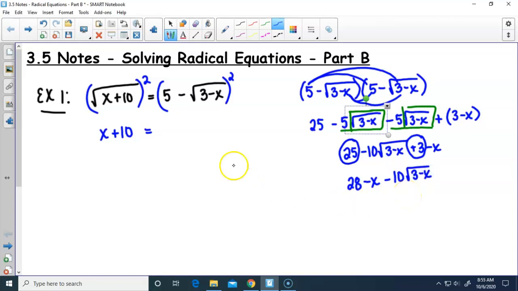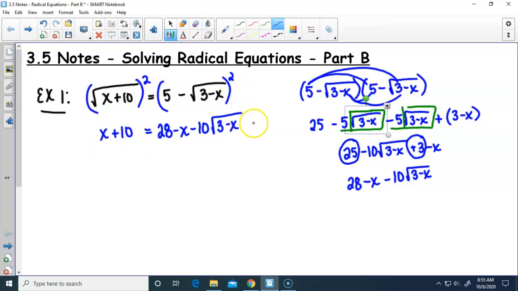So you've got to do all of that work just to square this right-hand side. So we've got that 28 minus x minus 10 square root of 3 minus x. So that's a lot of work just to square that side. Plus, we still have a square root in the problem. These problems are going to be pretty lengthy. I love doing these problems because it feels so good when you get to the answer at the end. But they are not easy problems. There's lots of steps. You have to be very perseverant whenever you're doing these problems.